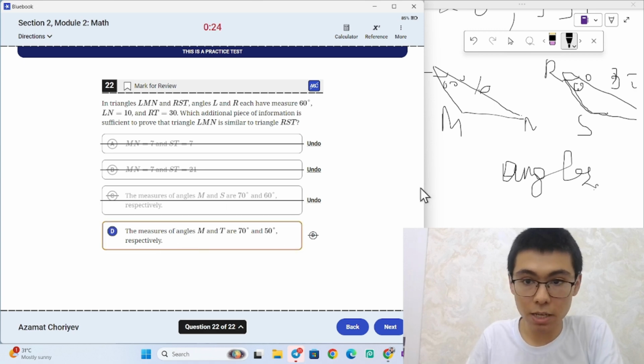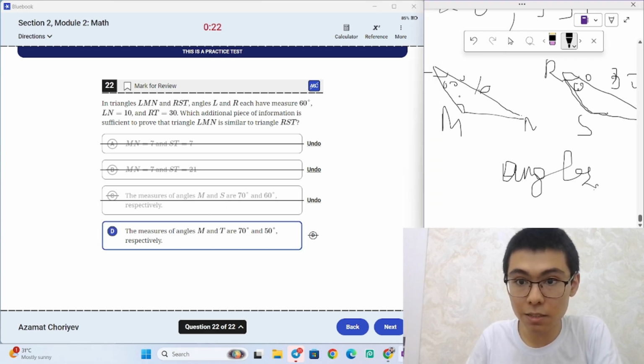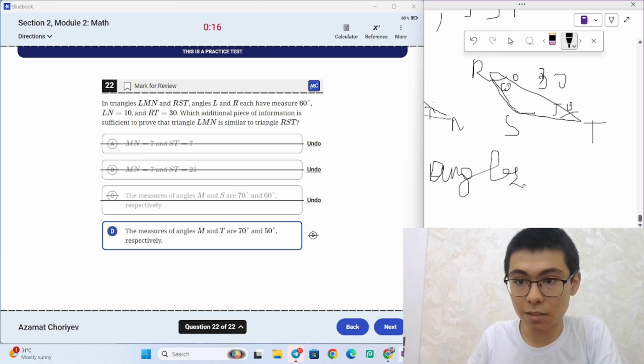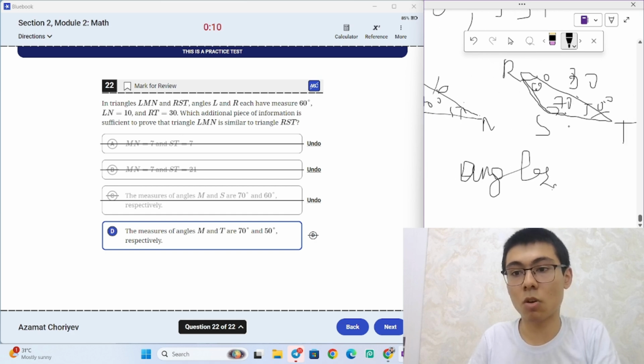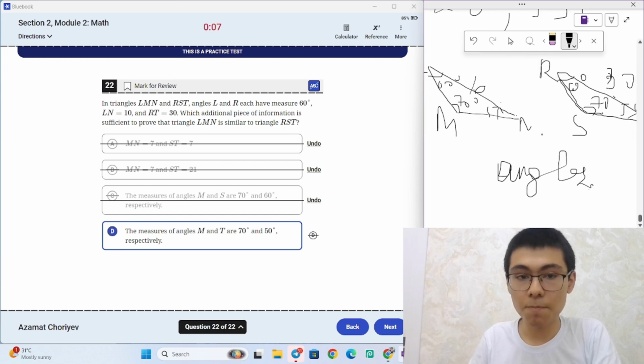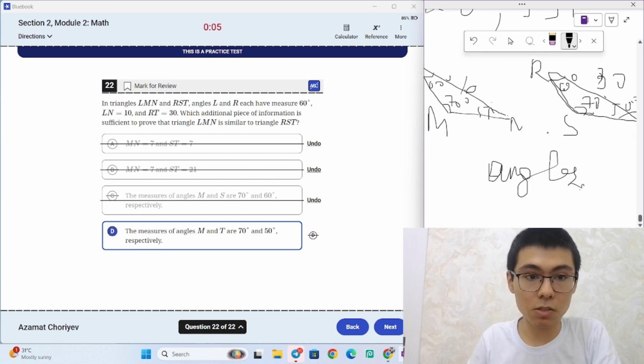They're not going to be similar, right? So D is the correct one. Why? Because if M is 70, this one is going to be 50, right? And T is 50. Yeah, if T is 50, this one is gonna be 70. So those angles are equal. So that's why it can be similar. So this one is enough to prove that these two triangles are similar.